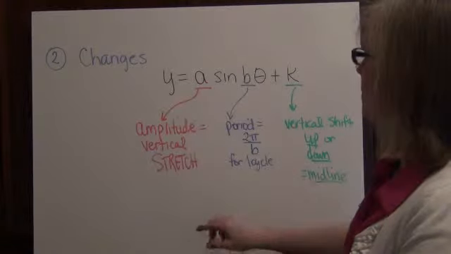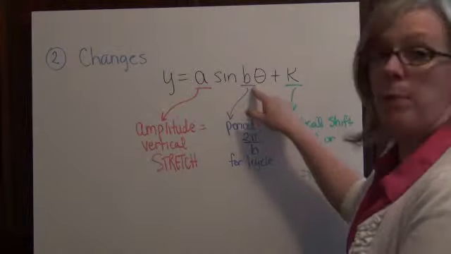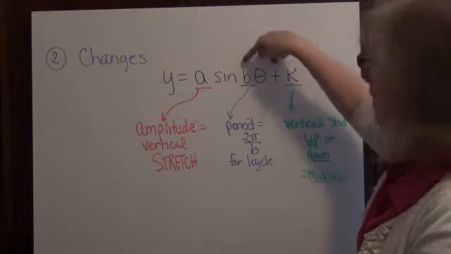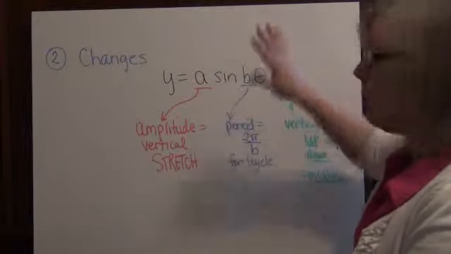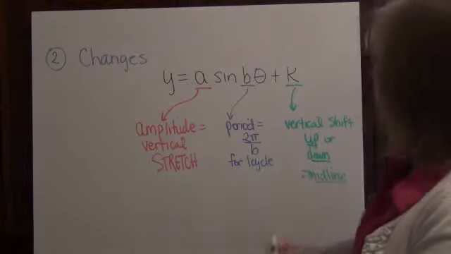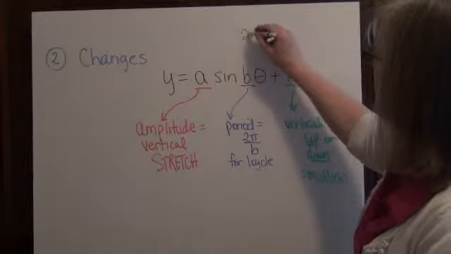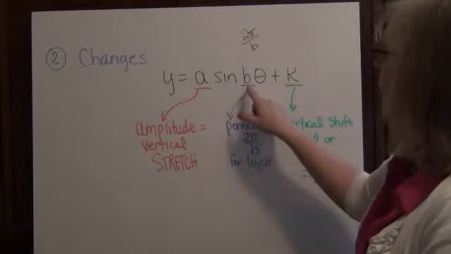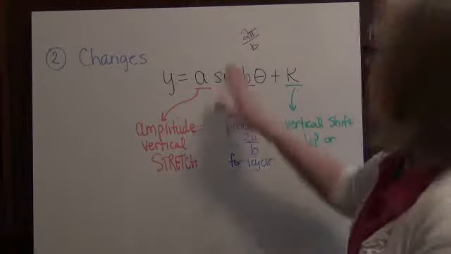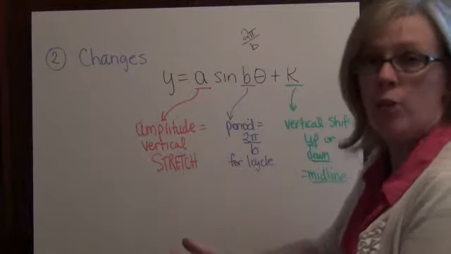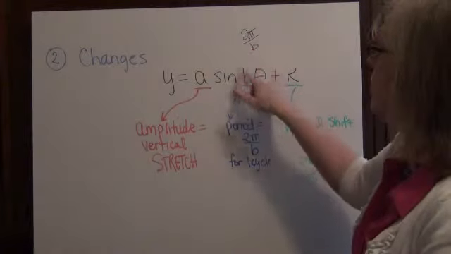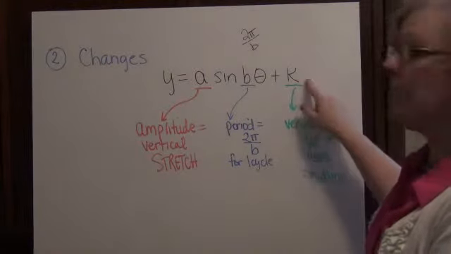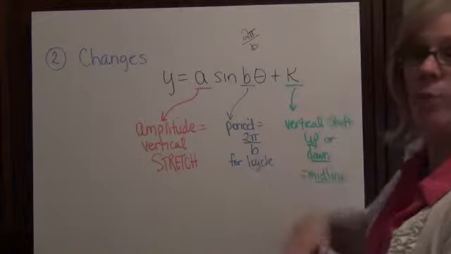Okay? That's amplitude. The period is affected by B. If there's a number in front of the theta, between sine and theta, or cosine and theta, then that's going to affect the period. But it's not the period by itself. The period will always be 2 pi divided by that number. Okay? So that will tell you how long you get for one cycle. So if there's no number here, then the normal cycle is 2 pi. That's the standard. But if there's a number here, it means it's going to change that cycle by doing 2 pi divided by b.